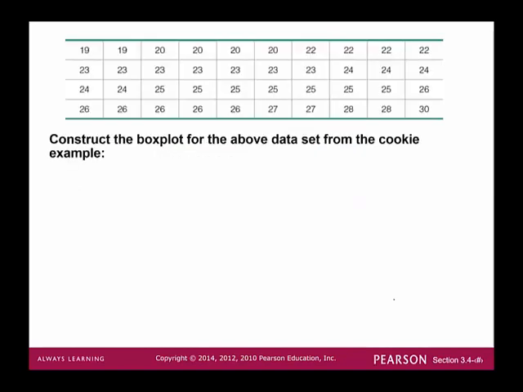Okay, so now I'm going to show you how to construct a box plot for the above data set from the cookie examples. So now we know that in this cookie example, we have 40 data values, n equal to 40. And we need to find out, first of all, it's already sorted in increasing order, so we know the minimum value. Minimum turned out to be 19.